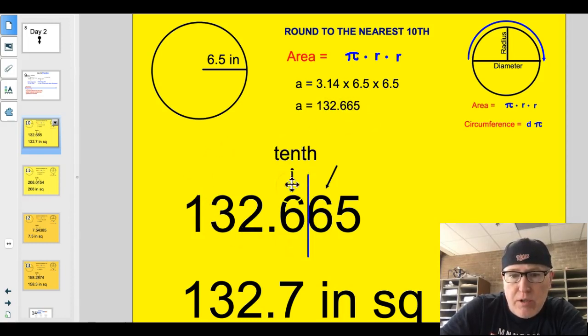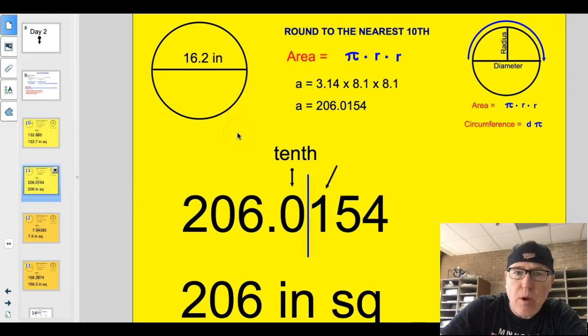If we're rounding to the nearest tenth, which is the dime spot if you think about money, we can just put a door in behind that. Look behind the door. Is this number big enough to pop this guy up? Well, the rule is 4 to the floor, 5 to the sky. Well, this one's 5 or above, so we can pop this guy up to a 7 and make this 132.7 inches squared.